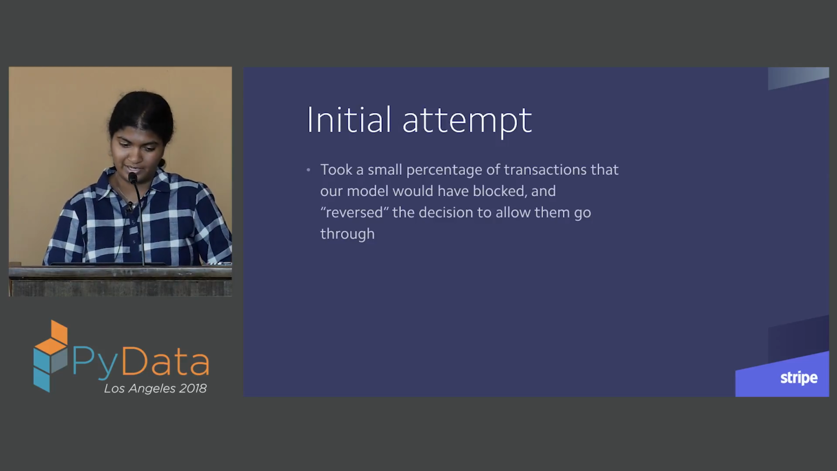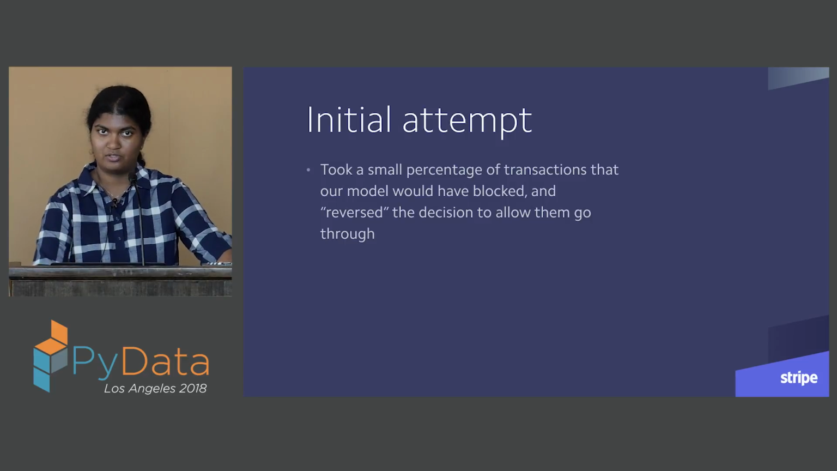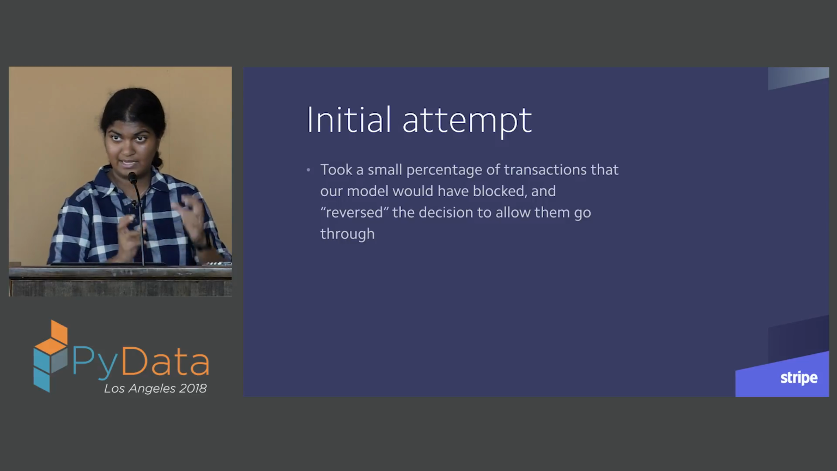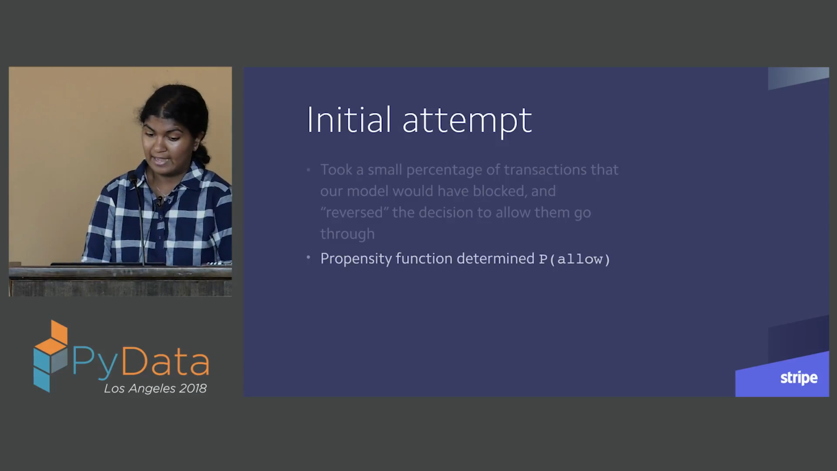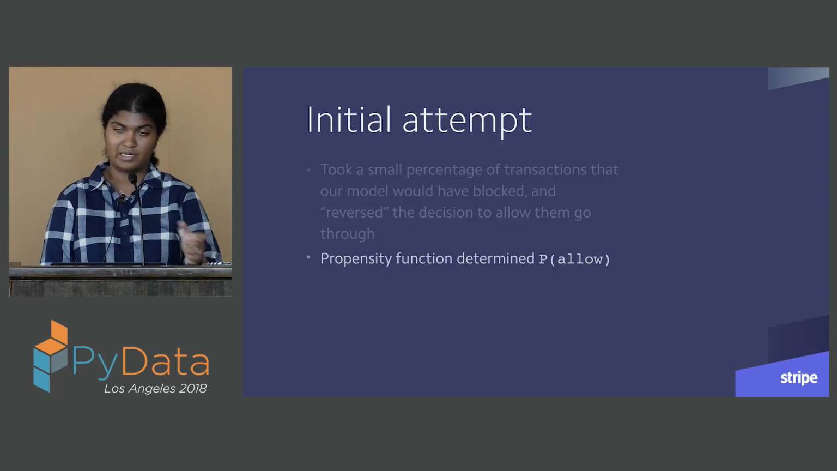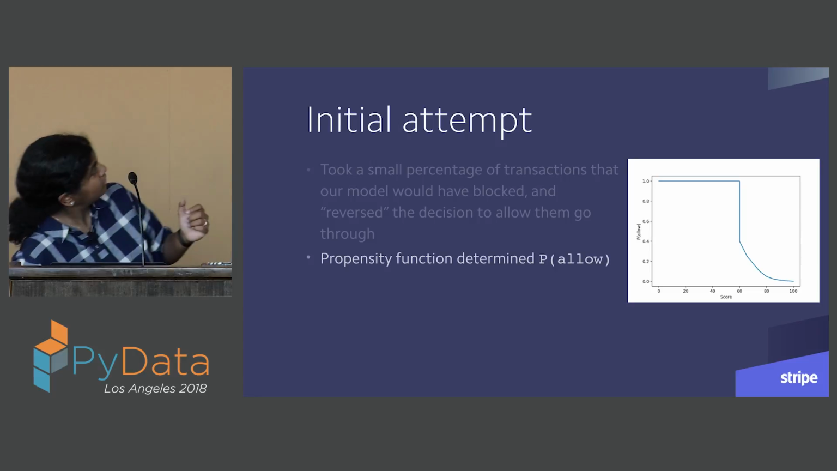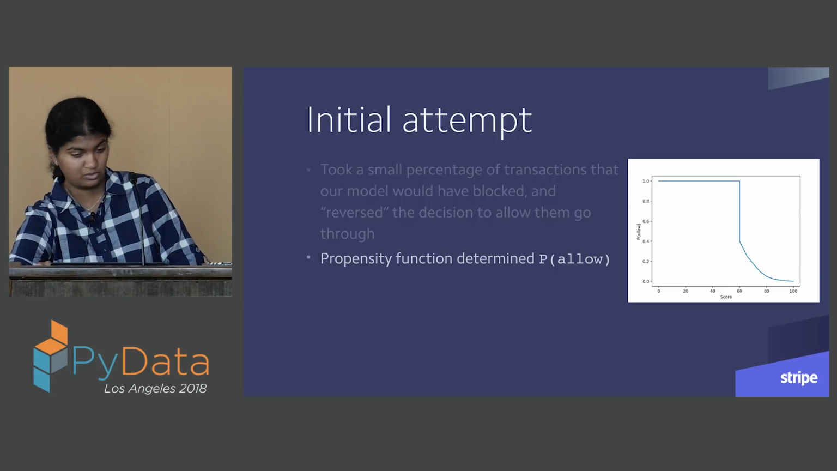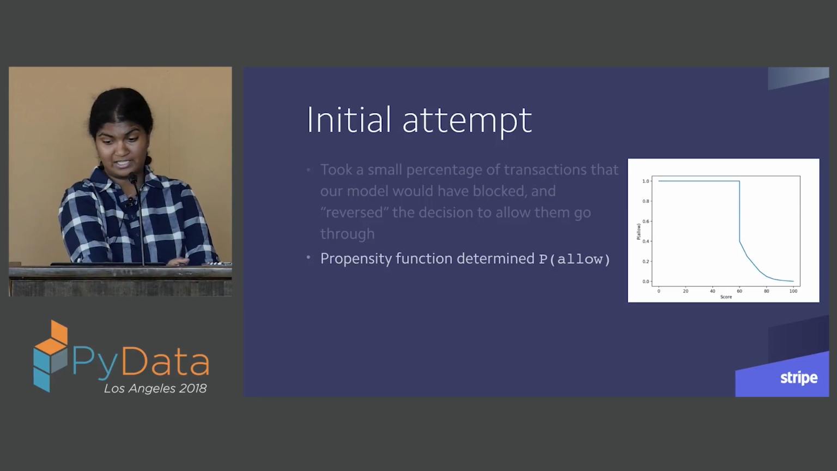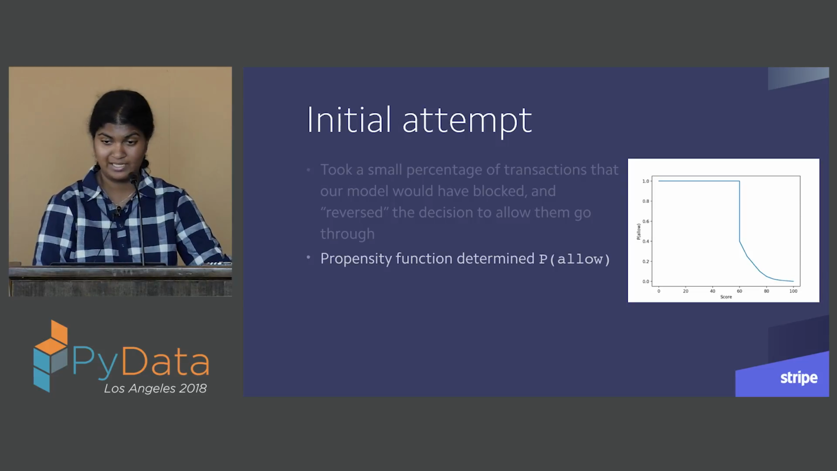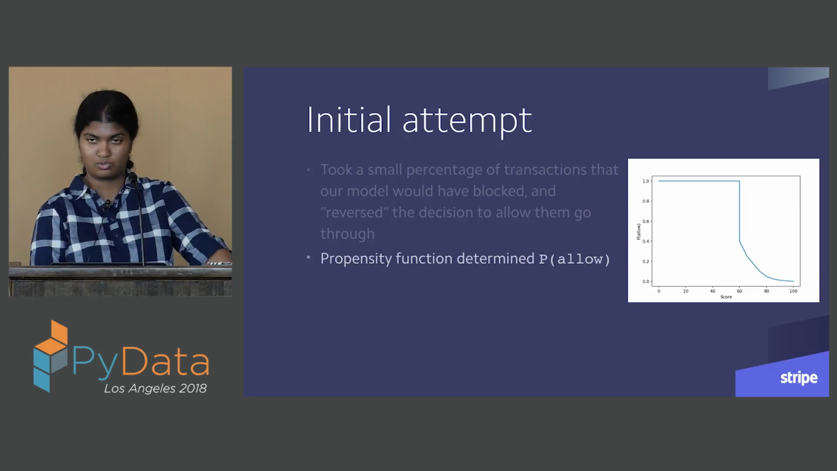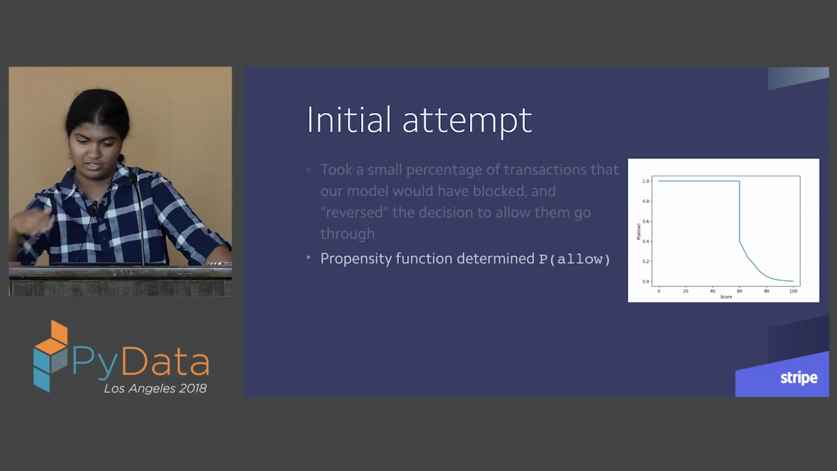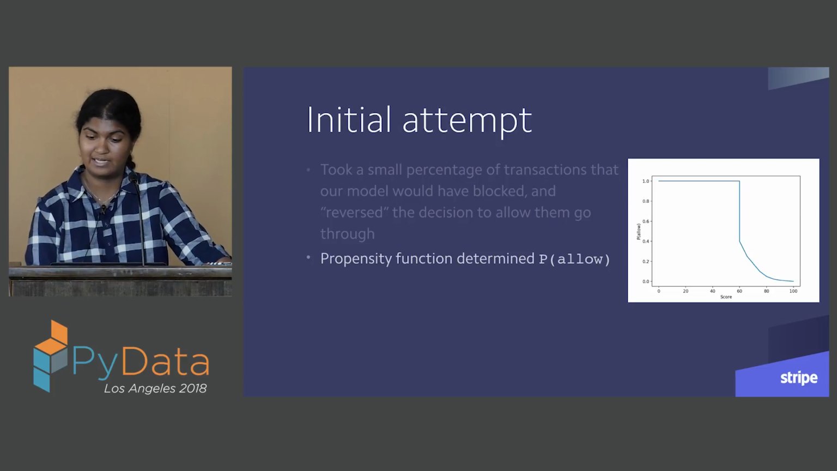So the first attempt that we tried, we took a small percentage of the transactions that the model would have blocked, and we reversed the decision to block them and actually let them go through instead. And we used a propensity function to determine the probability of allowing that transaction. So if you look at this chart here, we have this model that hypothetically blocks if the score was greater than 60. So for all transactions with a score of less than 60, probability of allowing is 1, because the model is not going to block anything that has a score of less than 60. For scores between 60 and 100, there's a decreasing probability of letting that transaction through.